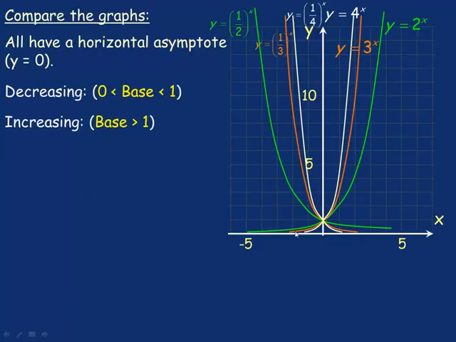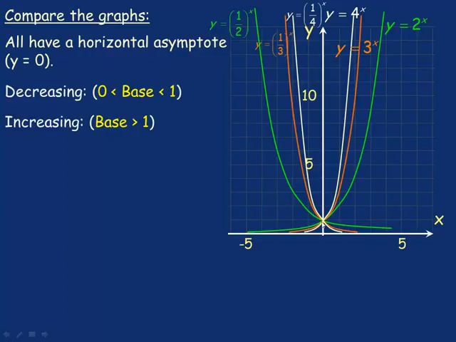The first three that we graphed, where the base is bigger than 1, like the 2, 3, and 4, go up as you go from left to right. So those are all increasing functions. They're increasing if the base is bigger than 1.